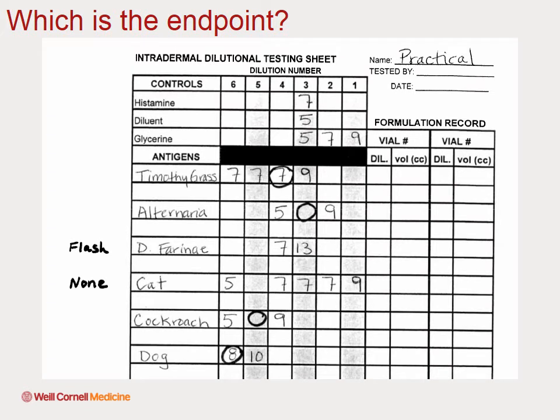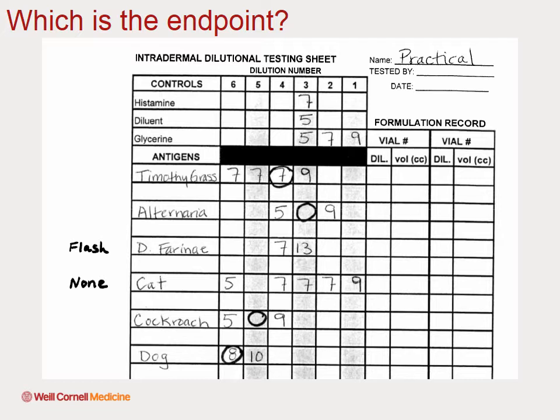Okay, so let's see how you did. Let's take a look at the top one, Timothy grass. Here we can see we have a little bit of a plateau situation, 7, 7, 7. Then we get to a 9. So now our suspected endpoint is number 4, and we look at our glycerin, and we're good. We have a matched glycerin control, so number 4 would be the endpoint for Timothy grass.